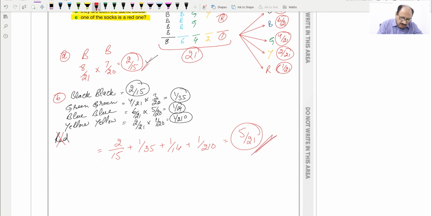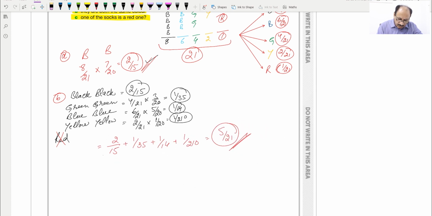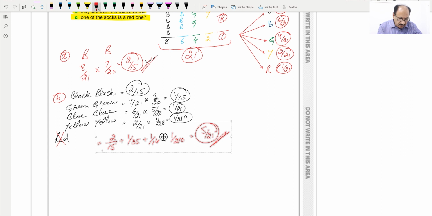In the A part we got the answer 2 over 15, and in the B part we got the answer 5 over 21. Hopefully you understood this B part as well.